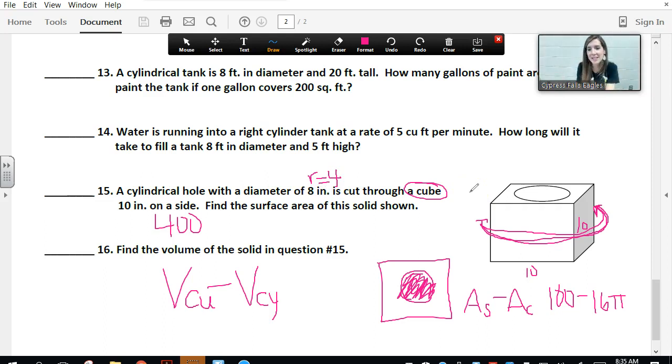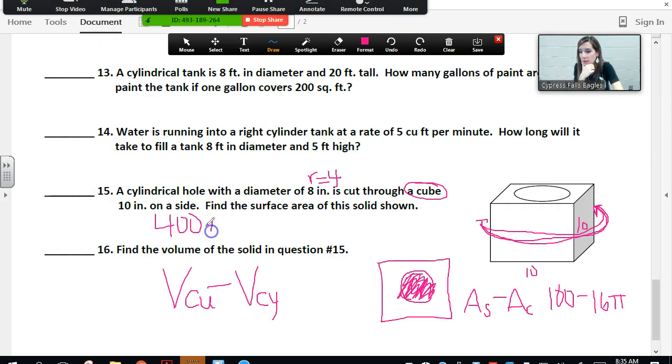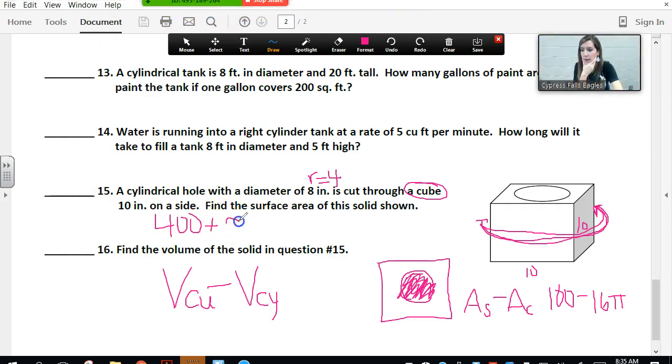Now, how many faces look like this? 2. So I'm going to add it to my total. I've done all around. Now I've done the top and the bottom. I'm going to put 200 plus 32 pi.